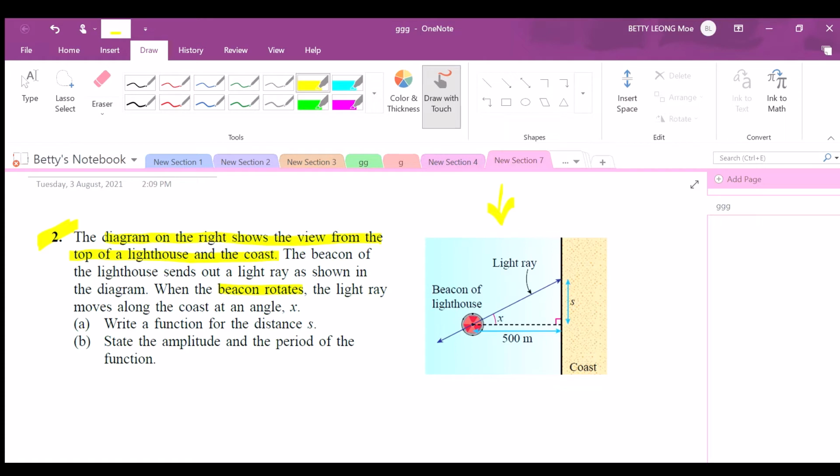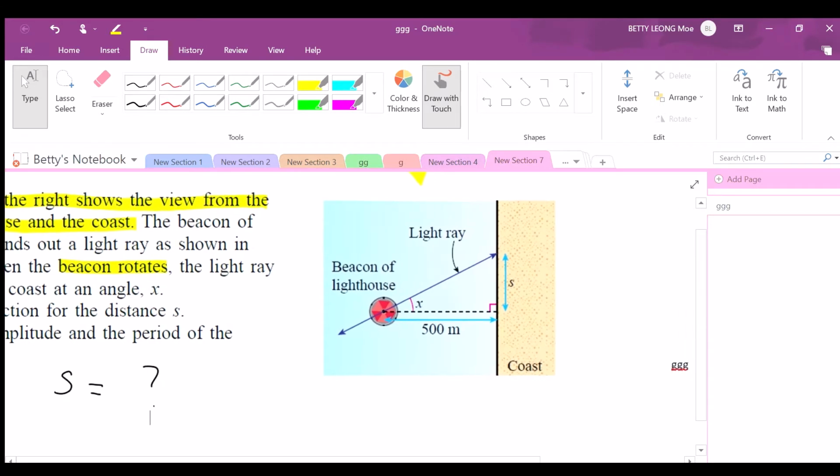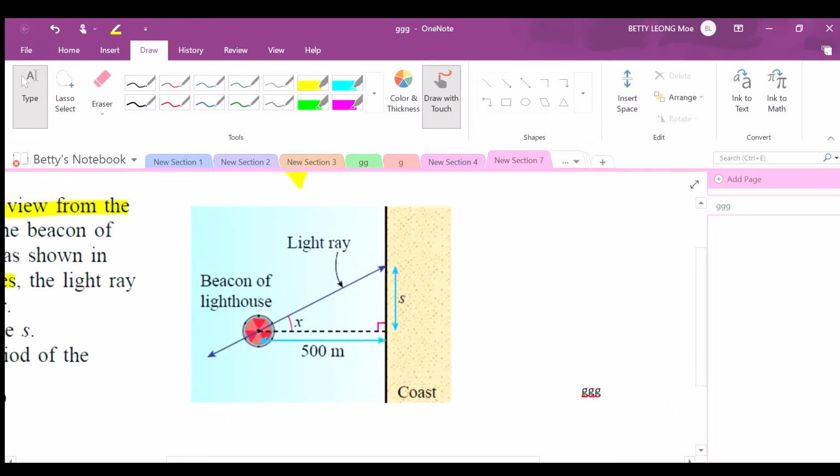Okay, write a function for the distance s. You want to write the function of s. S equals something. From this diagram, what do you see? You see this angle, s, and then 500, and you see a right angle triangle.